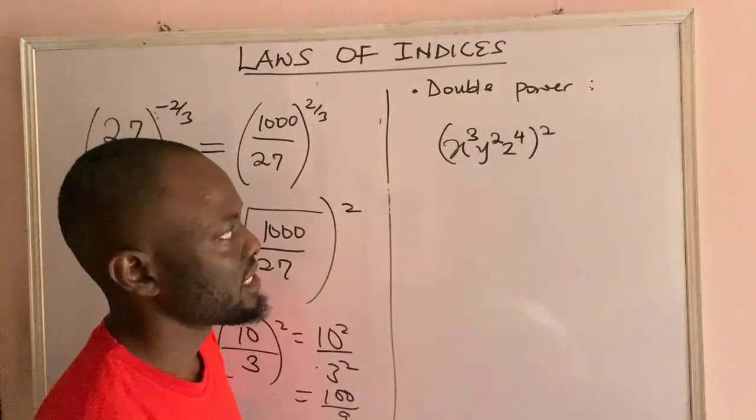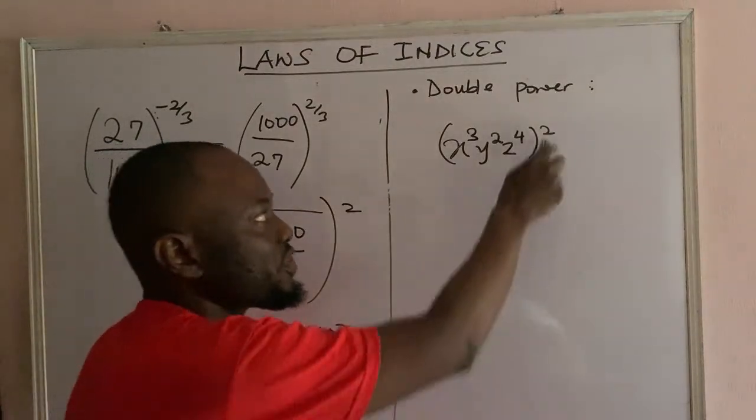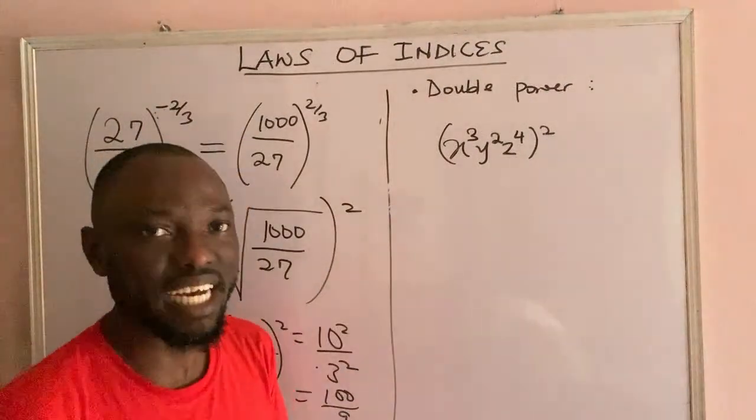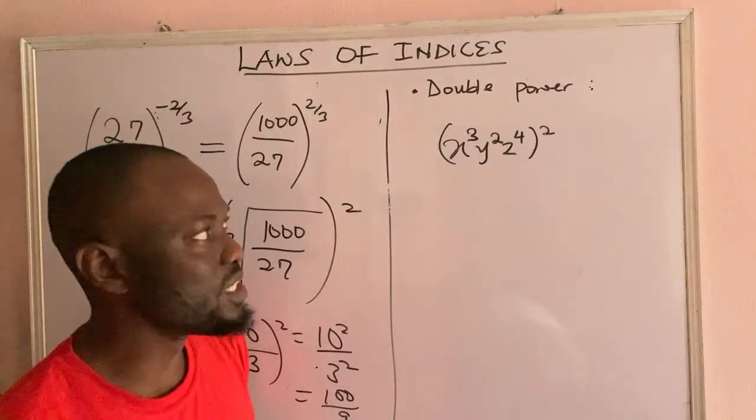But wait a minute, what about if this is 100? Would you do that? Would you multiply that in 100 places? No, you won't do that. So there's an easy way to do that.